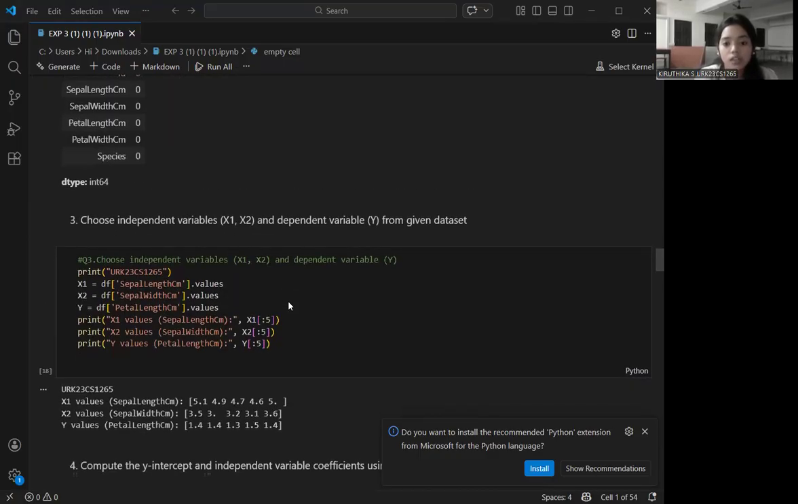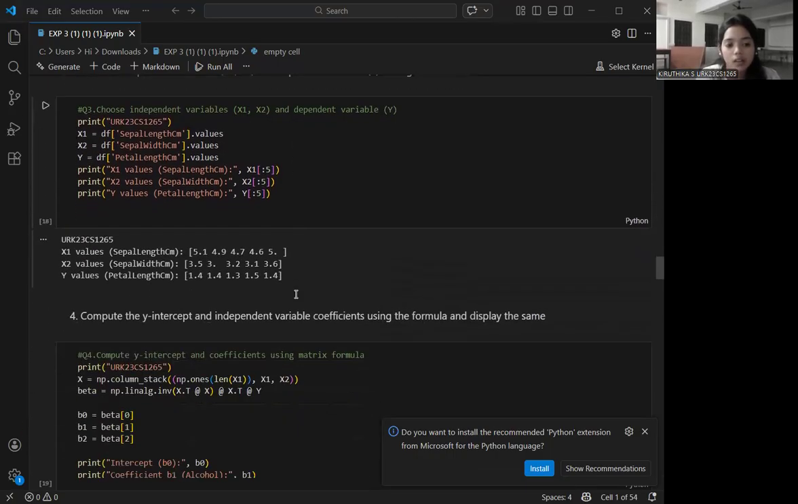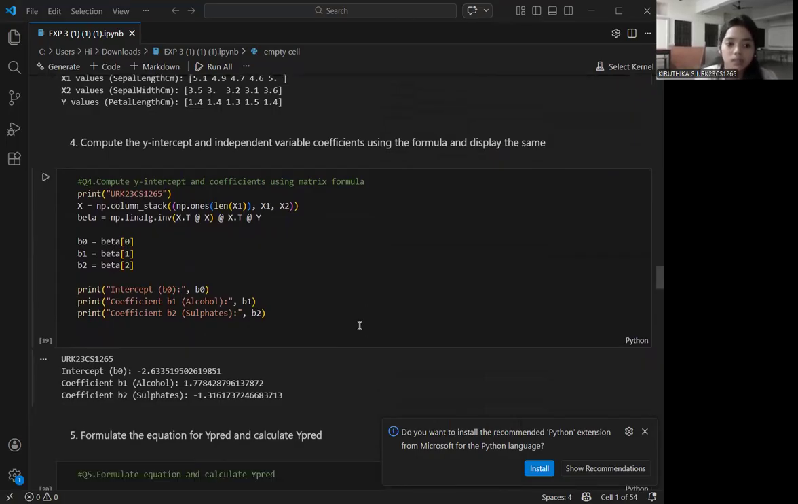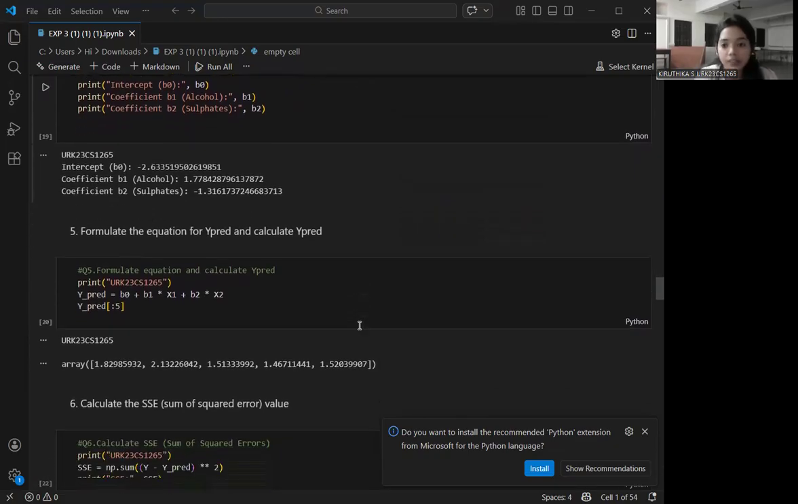And the third one is choosing variables. Independent variables: X1 is sepal length cm, X2 is sepal width cm. Dependent variable: y is equal to petal length cm. And then the fourth one is calculate coefficients. The formula is y is equal to b0 plus b1 x1 plus b2 x2. And the fifth one is calculate predicted values. The formula is y predict is equal to b0 plus b1 x1 plus b2 x2.